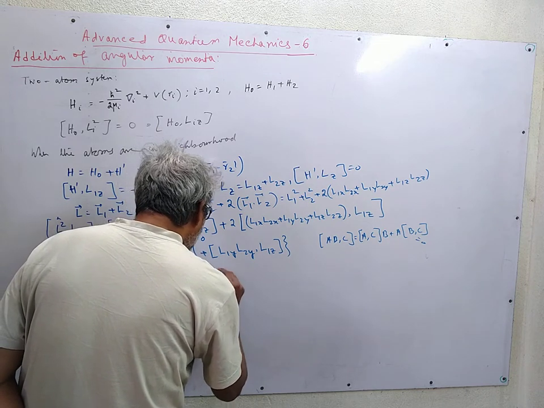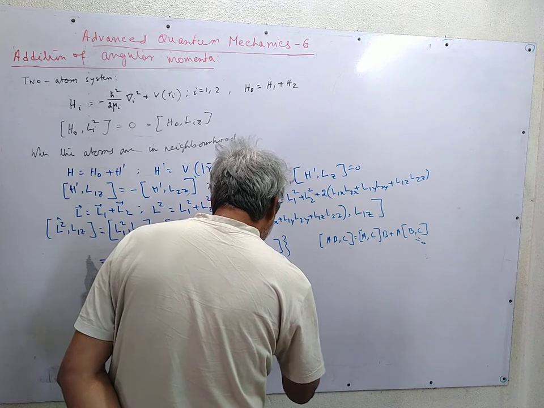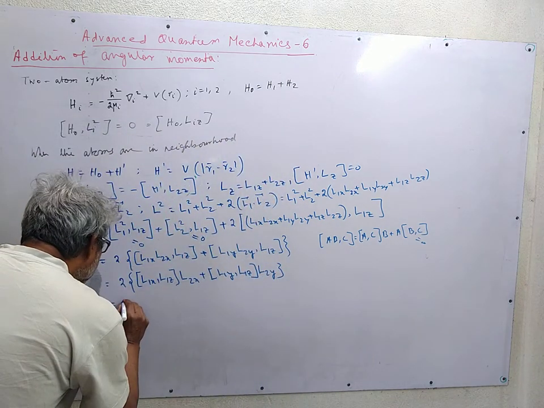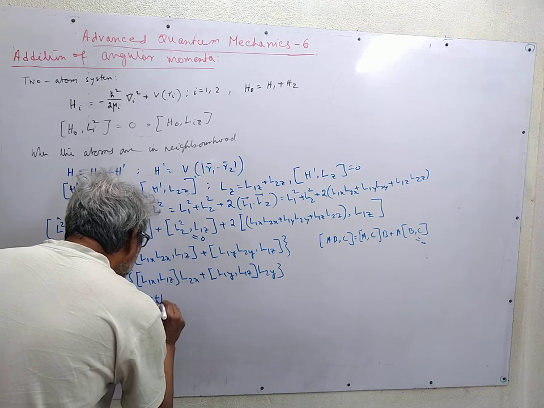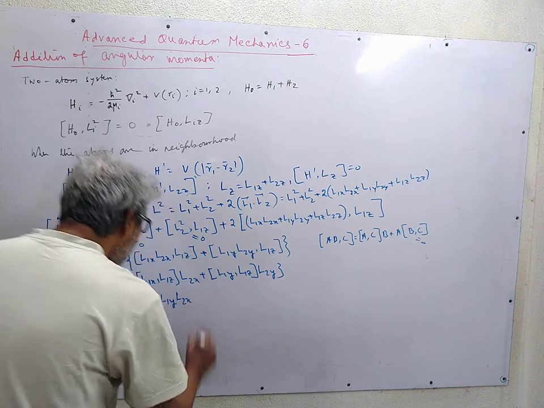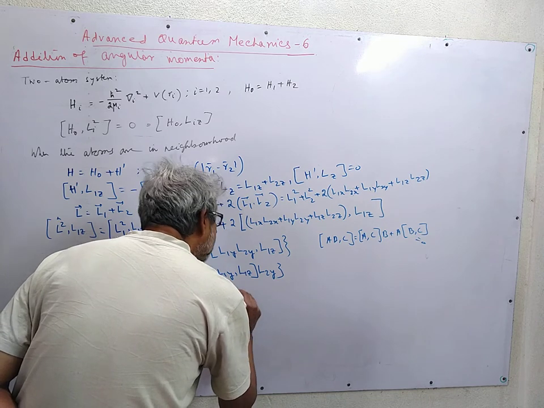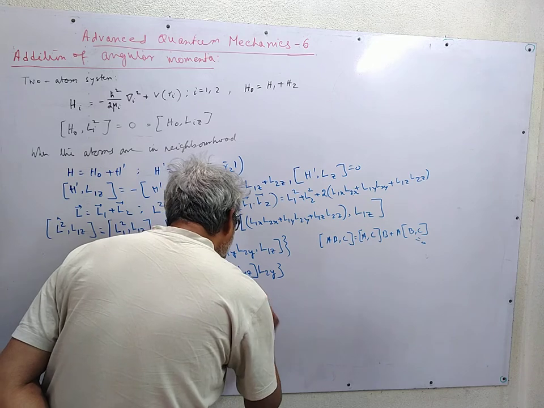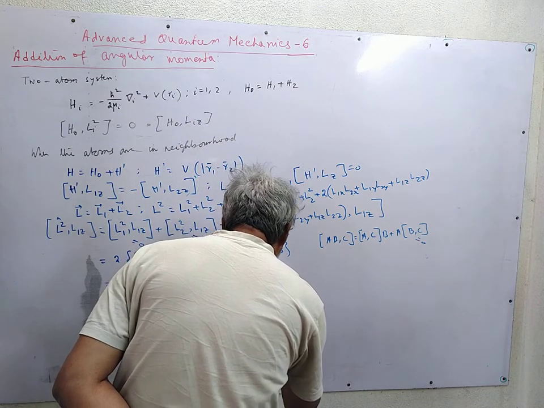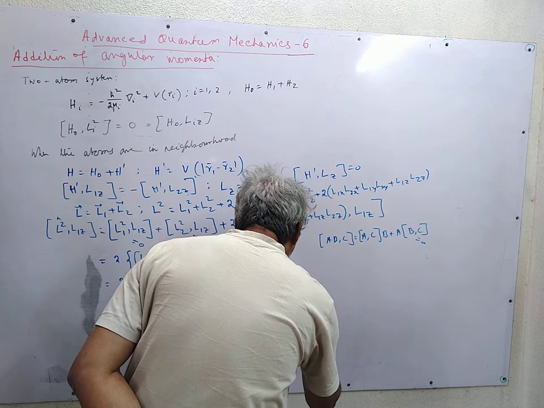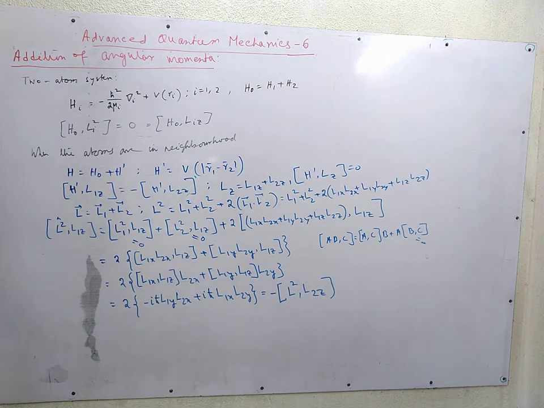Then L1y L1z commutator, L2y. This is twice: this part is minus i h cross L1y L2x, and this part is plus i h cross L1x L2y. If we perform the calculation on this line, we can show that this is minus L square L2z commutator, what we said earlier.